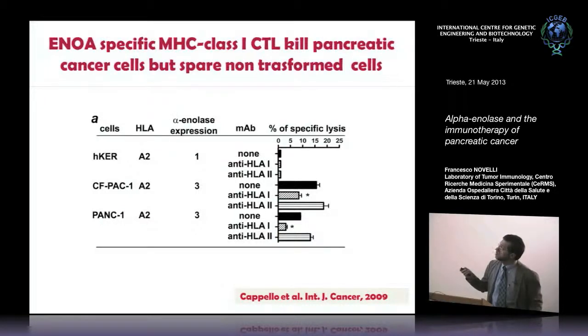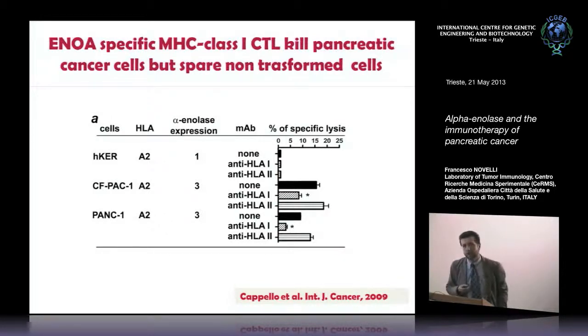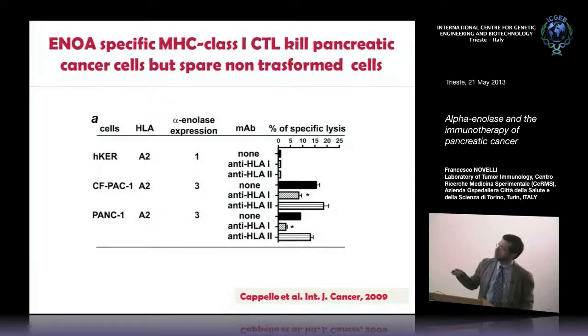But what is very interesting was that those CTL were not able to kill normal keratinocytes, indicating that CTL kill only the tumor cells and spare non-transformed cells. This difference is due to the level of expression of alpha-enolase, because in tumor cells alpha-enolase is expressed at levels threefold higher than in keratinocytes. This is very important because in a therapeutic setting it indicates that immunization with alpha-enolase leads to the generation of CTL that spare normal tissue and only cause the killing of tumor cells.